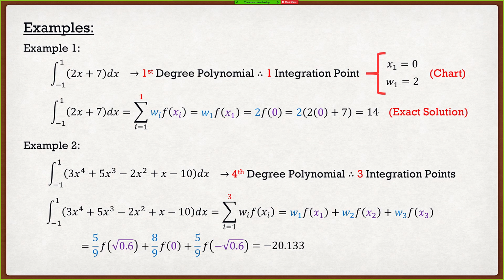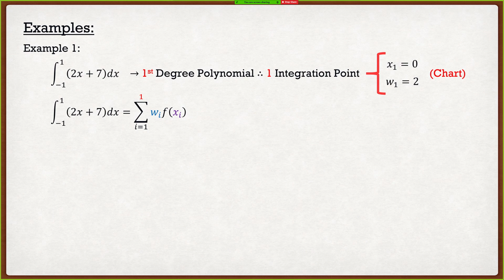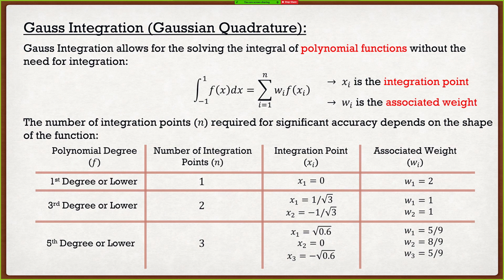You guys don't see it? You guys ready for the mind-blowing session of the year? This is the exact solution. If we follow this table religiously, for example, if I have a 5th degree or a 4th degree, I use the proper amount of integration points, I use my proper associated weights, it will always be exact.